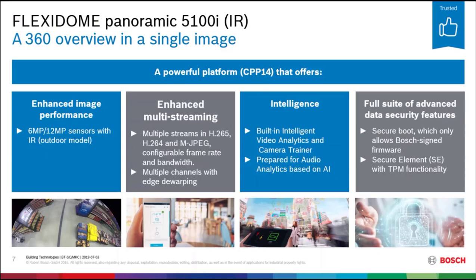Some of the improvements are also with multi-streaming. So we have 4 configurable streams, and each one of those streams you have multiple channels for the edge dewarping. And you can use H.265, H.264, MJPEG, and configurable frame rates and resolutions per stream. And then we'll talk about the built-in intelligence for our IVA, our camera trainer, and our new AI-based analytics. And then, of course, with all Bosch products, the data security that comes along with it.